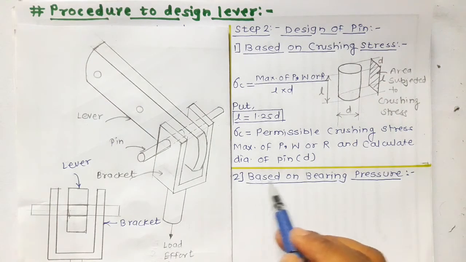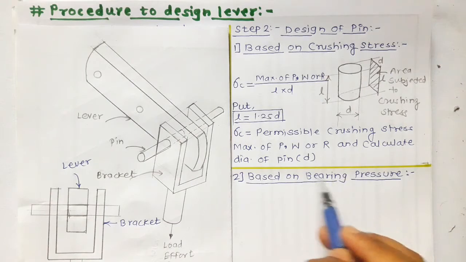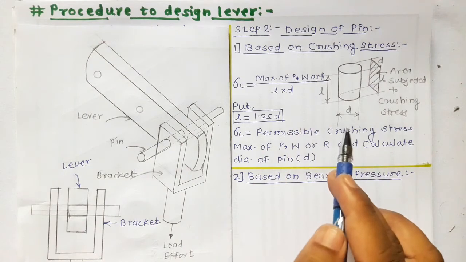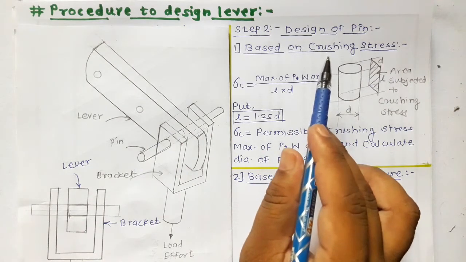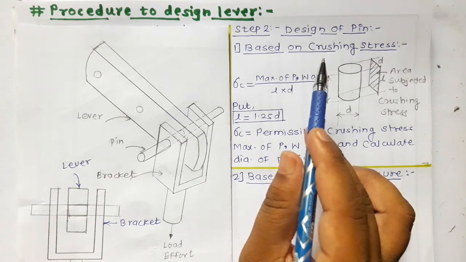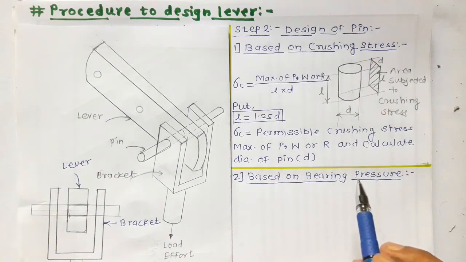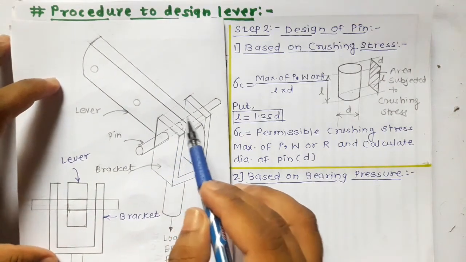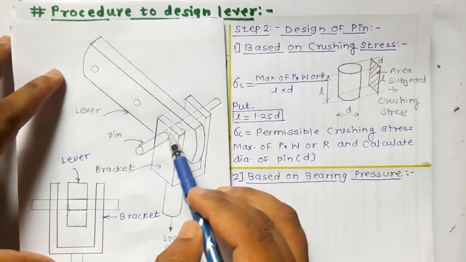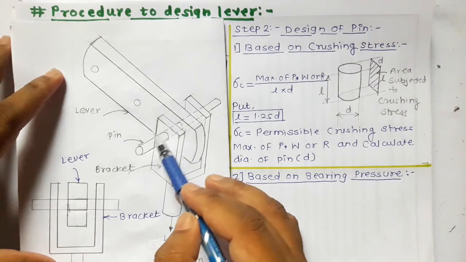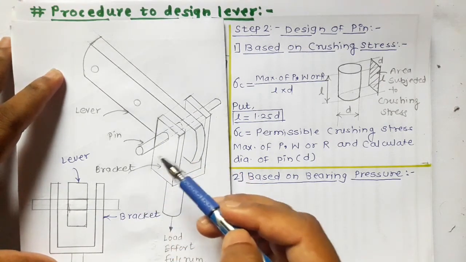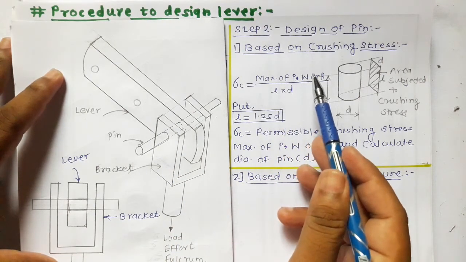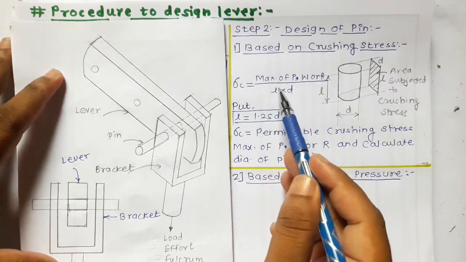Now the second criterion to design the pin, that is to find the diameter of the pin, is based on bearing pressure. Bearing pressure and crushing stress are almost the same. The only difference is that crushing stress is considered when there is no relative motion between the parts, and bearing pressure is considered when there is relative motion between the parts. During the operation of this lever, for some time there will not be relative motion between this pin and lever, and sometimes there will be. We have already considered the crushing stress acting on the pin and developed the equation to find the diameter of the pin.